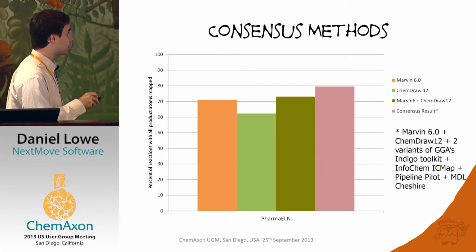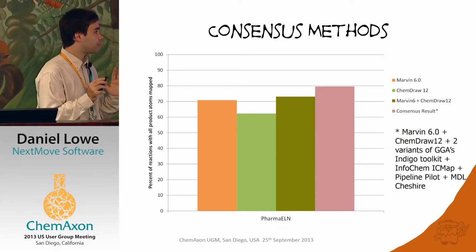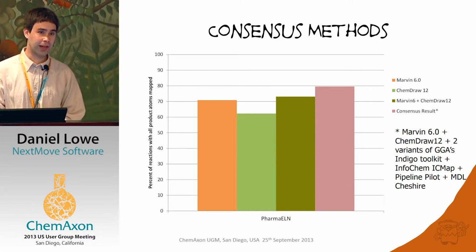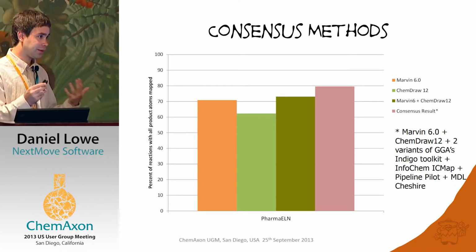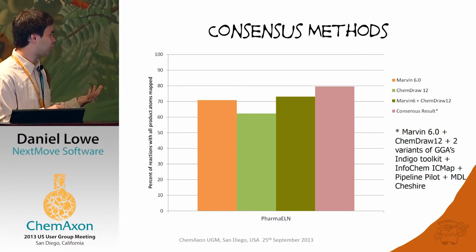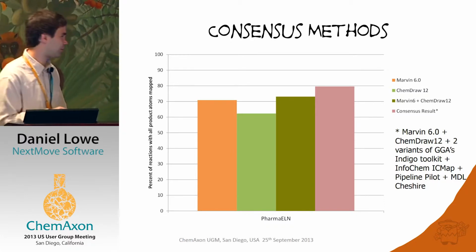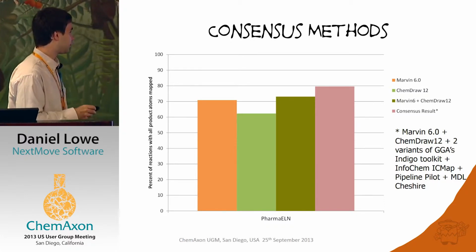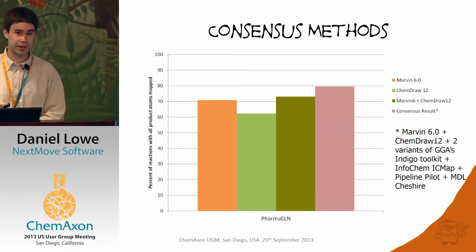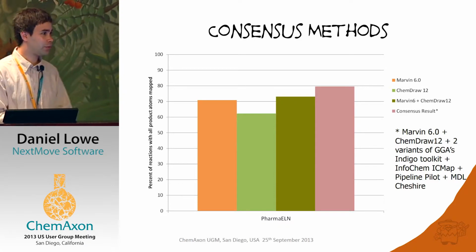Anyway. We also looked into consensus methods, where you try to use multiple atom mapping algorithms to see whether you can use the strengths of multiple algorithms. Including Kevin Draw 12 doesn't really make much difference. It's not a very good algorithm. But including some other ones, you can get a reasonable improvement. You're still only at 80%.